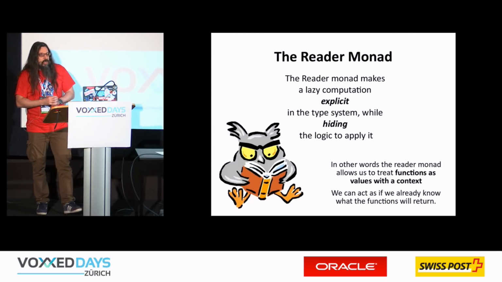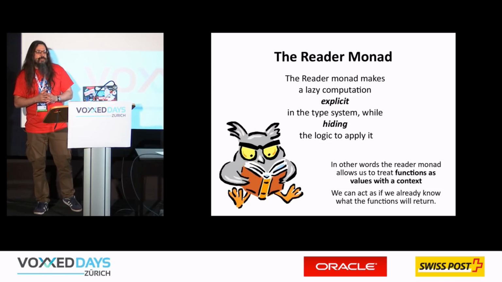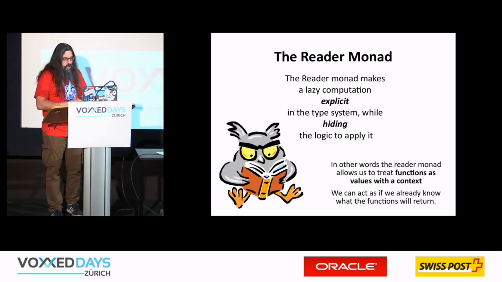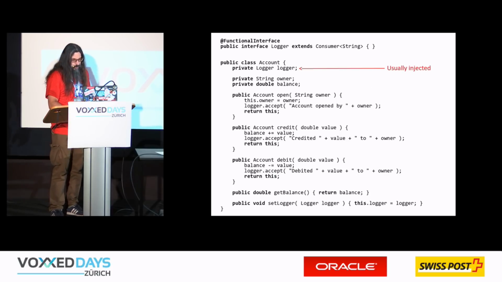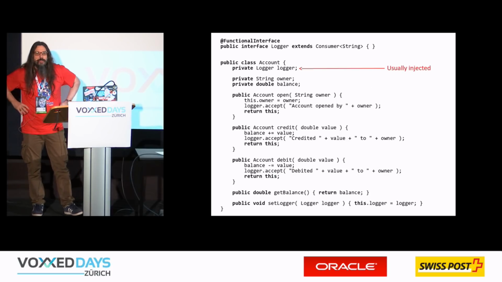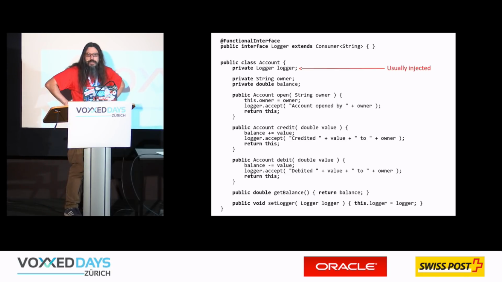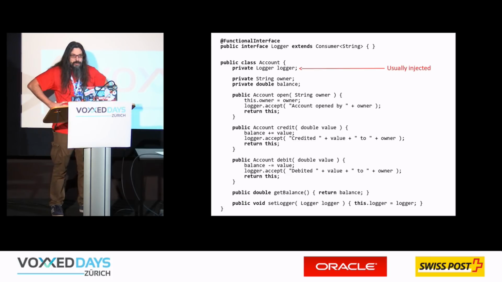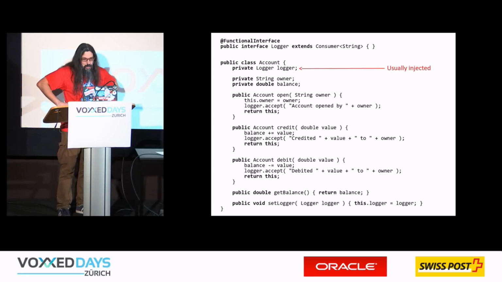What the reader monad does is making lazy computation explicit in your type system while adding the logic to apply and compose it. So let's come with a very simple example. I have this bean, which is a bank account, and I can do some operation on this bean. I can open the bank account and I can credit some value on it, or I can debit money.